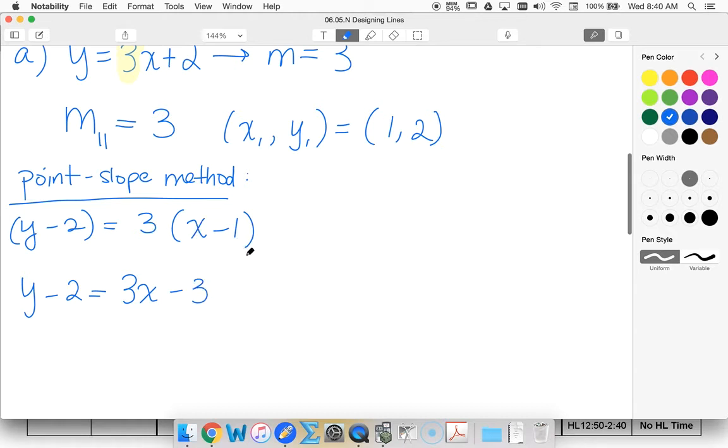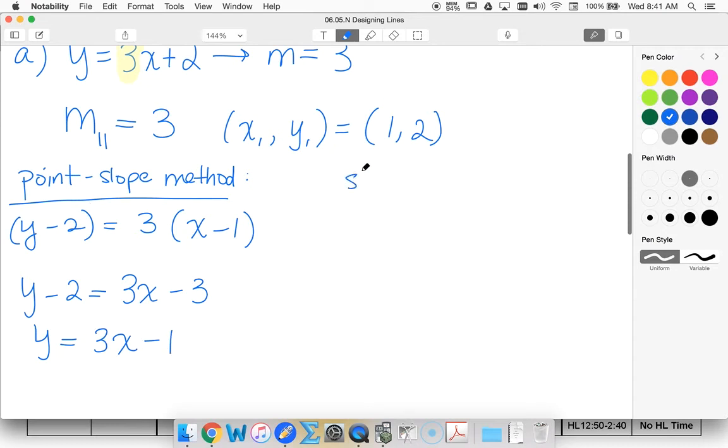And now I can easily turn this into either standard form or slope-intercept form. So I'm going to move the 2 to the other side, and I get the equation y equals 3x minus 1 from when I add 2 to both sides. So now I have my parallel line. It's parallel to this because I have the same slope, and I've got a different y-intercept.